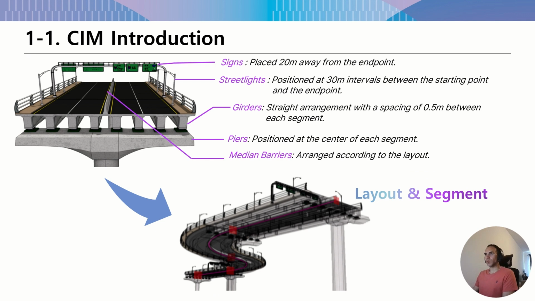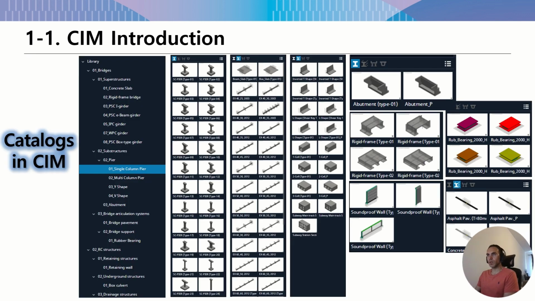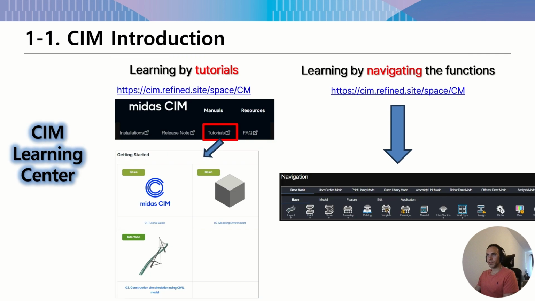Just an overview of what assembly units can contain: not only structural, but also several kinds of objects you can include. There are library objects already contained in the catalogs of MIDAS CIM. In this case, I will show only rubber bearings in my model. The rest, the box girder and the supports, I will create from scratch, basically.